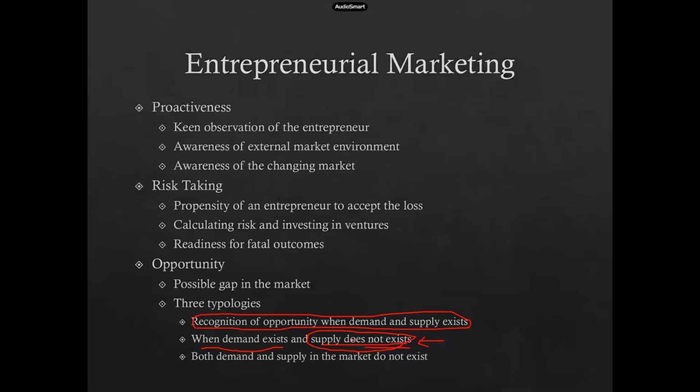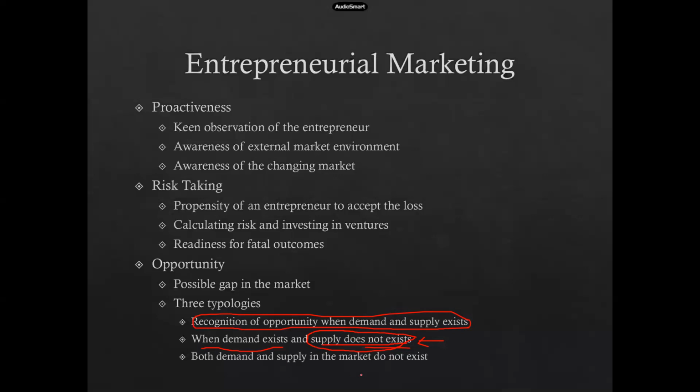That is a first mover advantage, right? So if you manage to get the supplies, and the demand is also there, I think this is a win-win situation. You being a first mover in the market will get the maximum share of the market, right?